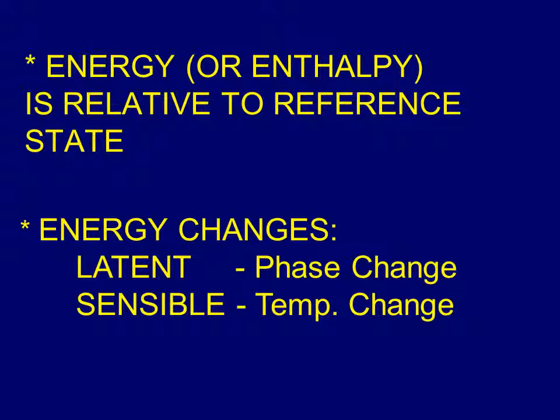Another is a sensible energy change, where the temperature is changing. So the changes we've been talking about so far, the Cp dT and the Cv dT, those are sensible energy changes. Latent energy changes are very large often, and going from liquid water to vapor water takes a whole lot of energy, even though the temperature may not change. So that's latent energy of a phase change.